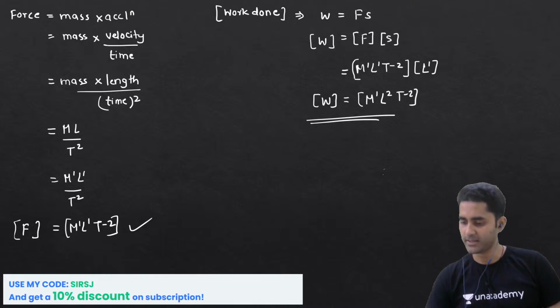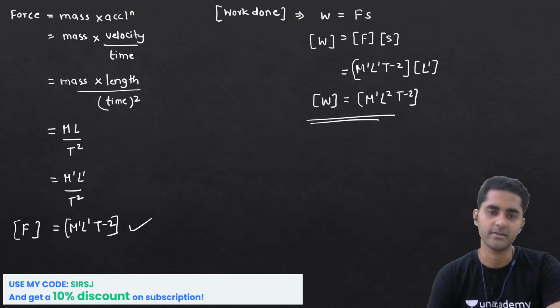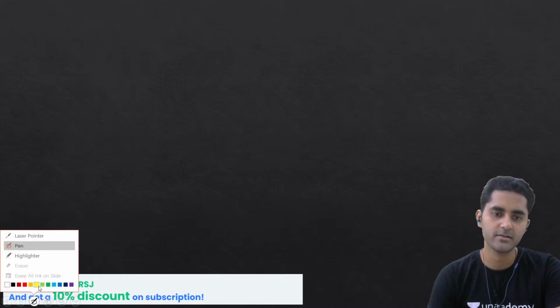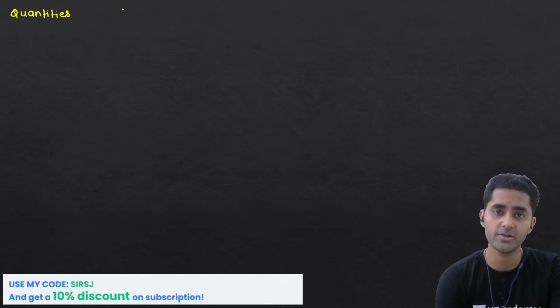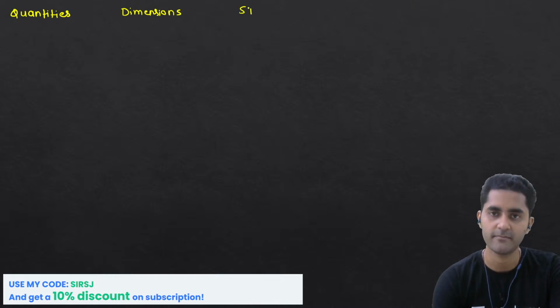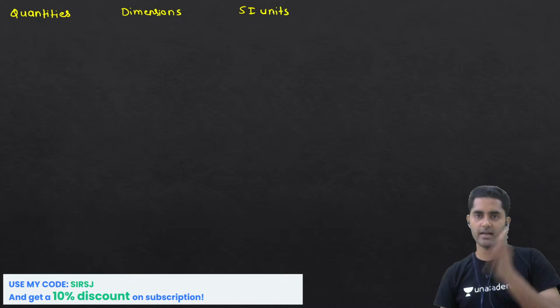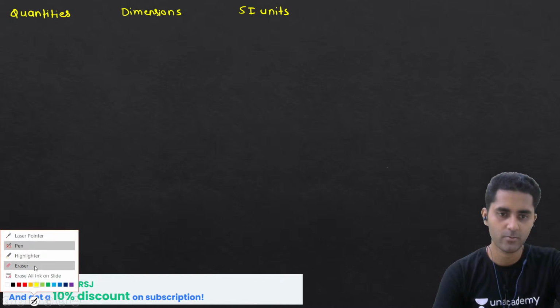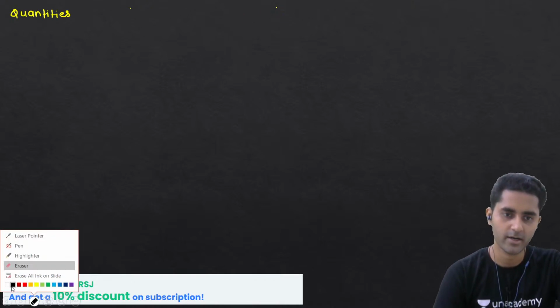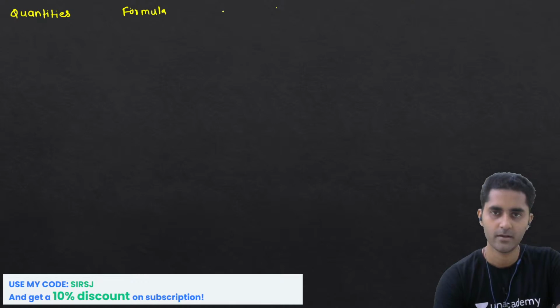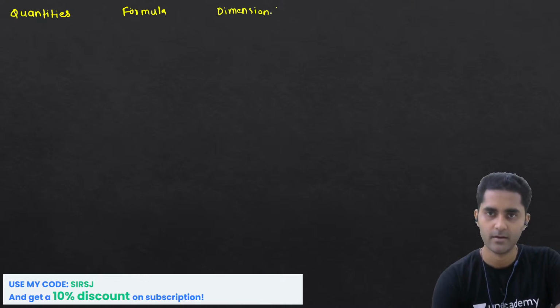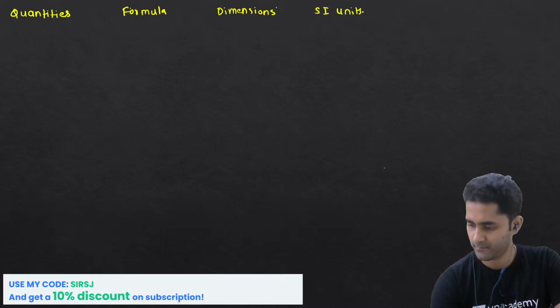Similarly, we can find the dimensions of other quantities as well. So let me just write quantities over here in this column, and then we will have their dimensions, and then we will have their SI units based on that. Quantities, dimensions, SI units. One more thing I just wanted to write, their formula. Quantities, then formula, then dimensions, and then SI units. Okay, let's start.